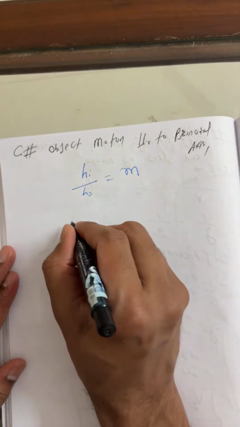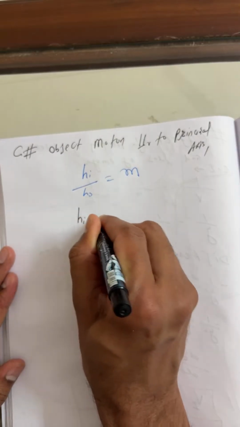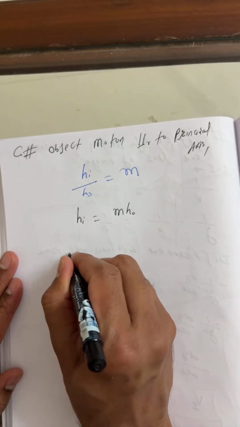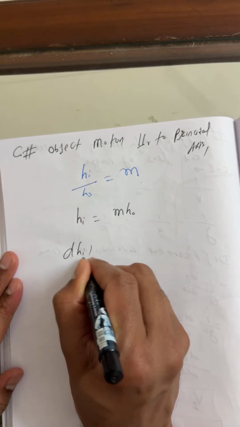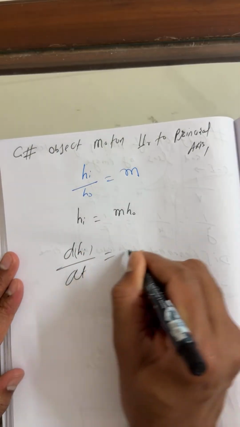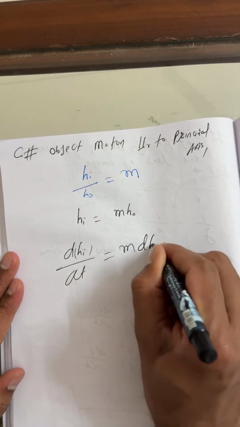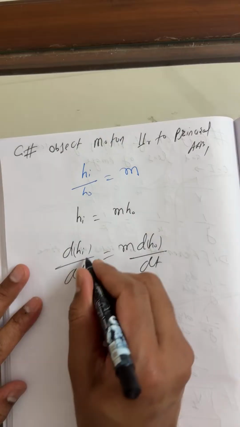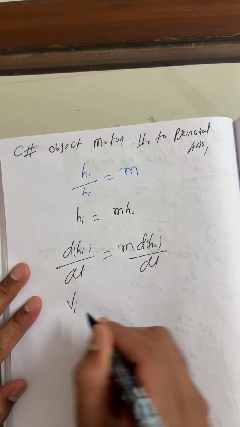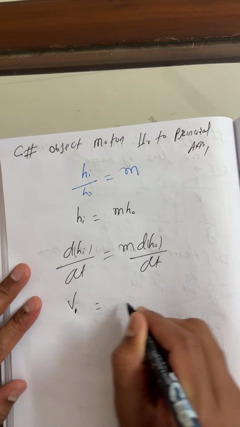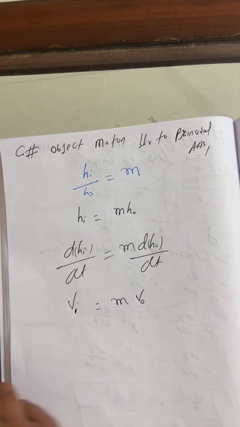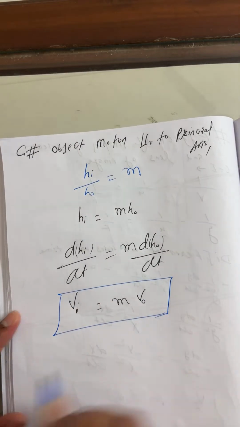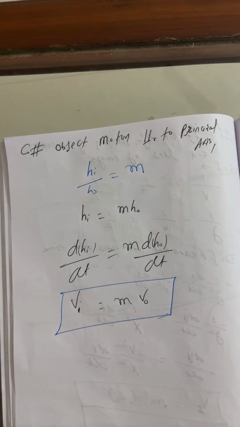Differentiate both sides with respect to time. So you can write hi is equal to m times ho. Differentiate both sides with respect to time. So this is d of height of image upon dt, m times d of height of object upon dt. So this is nothing but the velocity of image is equal to m times the velocity of object. Both are in perpendicular directions. Keep in mind, both are in perpendicular directions.